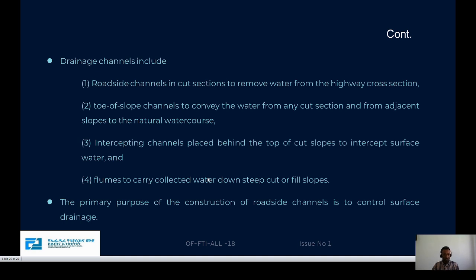The drainage channels include roadside channels in cutting sections to remove water, toe-of-slope channels to convey the water from any cutting section to the natural watercourses, and intercepting channels placed behind the top of the cutting slopes to intercept surface water. Flumes carry collected water down steep cutting or filling slopes, which is also very important. Generally these roadside drainage channels control the surface water.